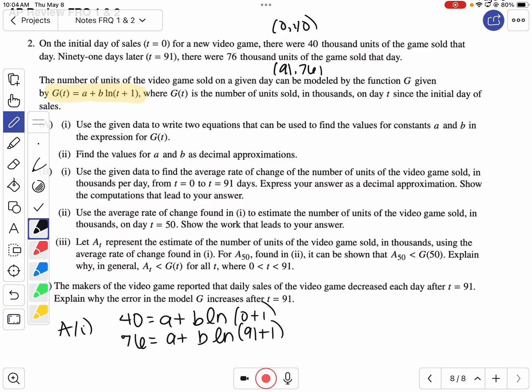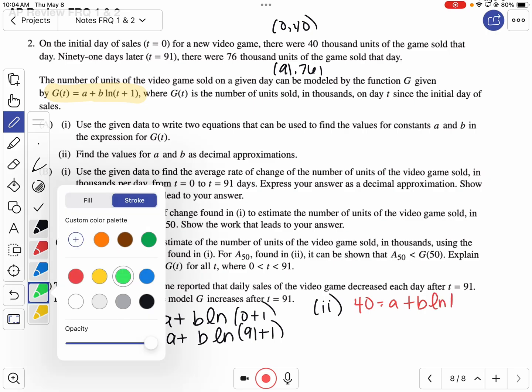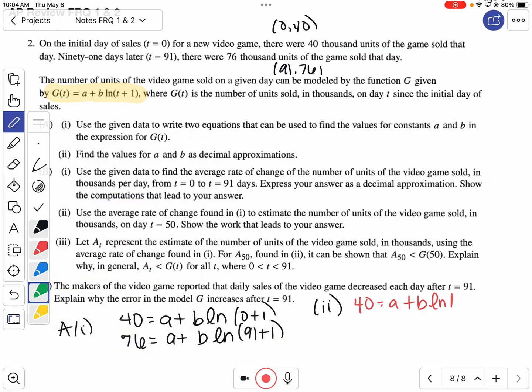And then part 2 is going to always ask you to find those values for those constants that are still left. Be it exponential, I think it was exponential on your practice exam we did yesterday, wasn't it? Or logarithmic. So if we simplify just a little bit, we know that 0 plus 1 would give me just the natural log of 1. And because this is calculator active, we could try natural log of 1, which is just 0. So we know that a is going to equal 40 because that bad boy is equal to 0. So we get our a value of 40.